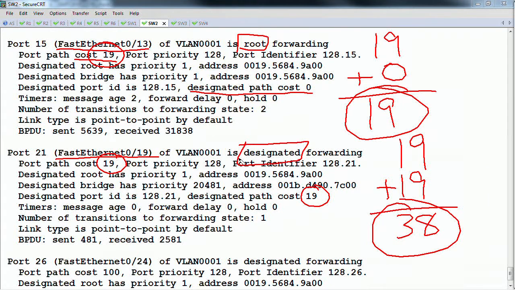This one can still be forwarding, but it can't be root. It can be designated forwarding or it can be blocking, but it can't be the root port because this one has the lowest cost, this first value.